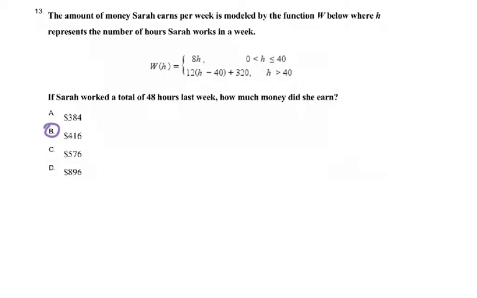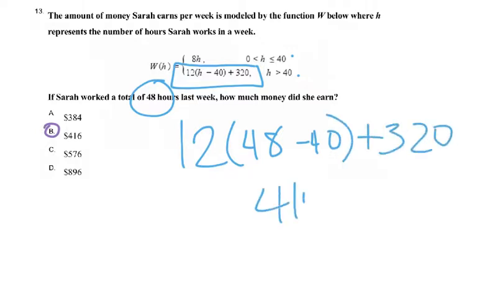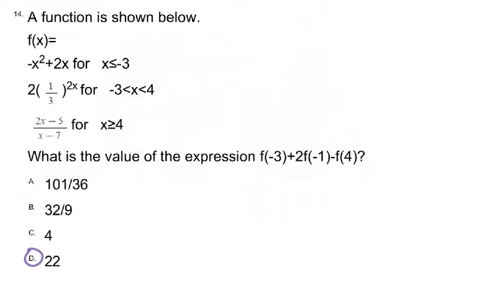This one's not too bad. Piecewise function, you work 48 hours. So you would use the first one if your hours were between 0 and 40, but you are bigger than 40, so you're going to take this function, and you're going to replace that h with the number 48. And then, when you do that, you get 416, so it's B.